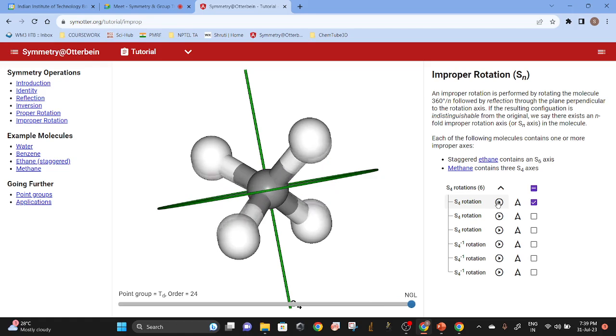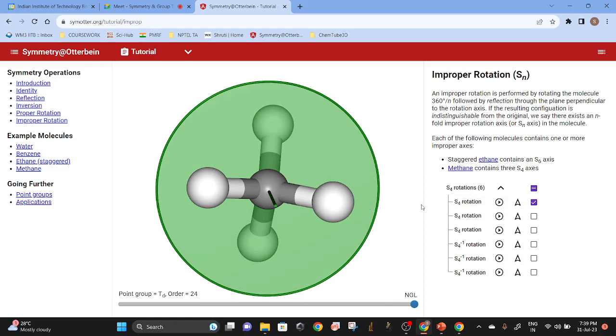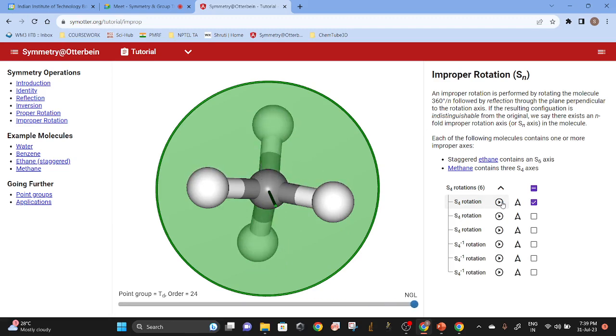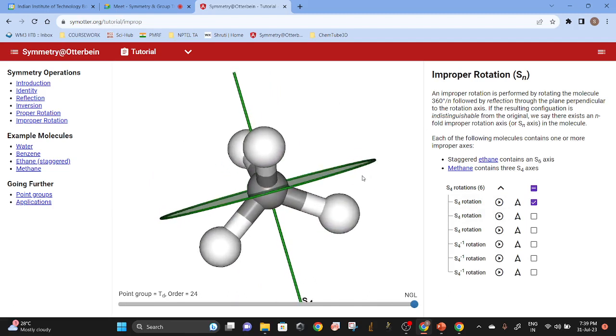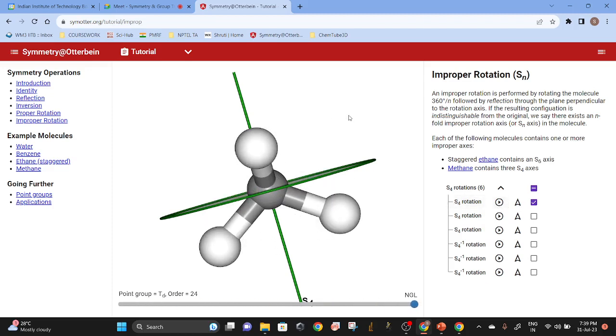90-degree, then reflection. If you are not following the 90-degree, let me show in this view. Fine. I'll play one more time. 90-degree and then reflection. Okay, so this was an improper axis.